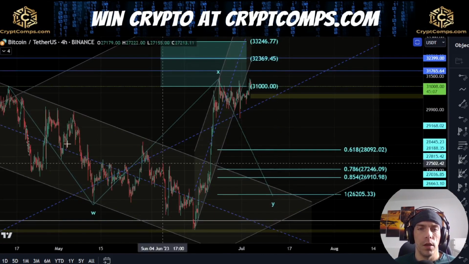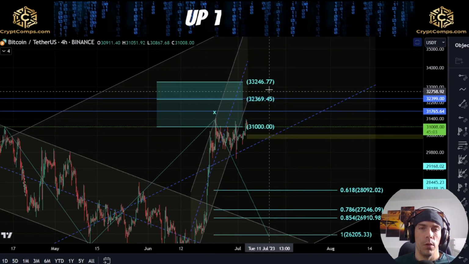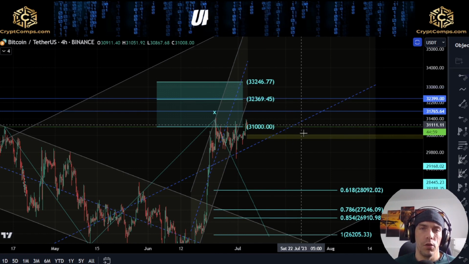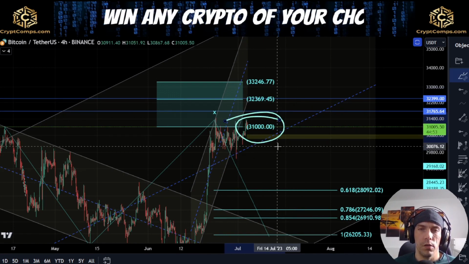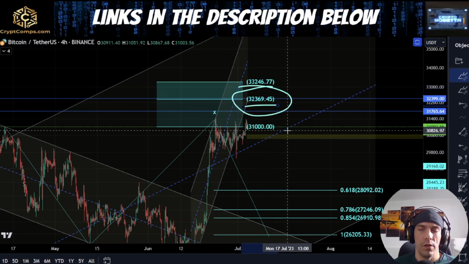Now, if we are looking at this possibility of being within this X wave, what I'm looking for is a typical B wave retracement for a flat, which is between this 33,246 to this 31,000. So we've come down into this 31,000 level. Another area of interest here is this 32,369 area.